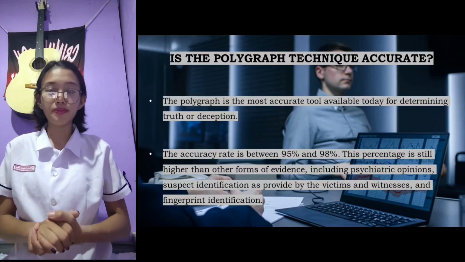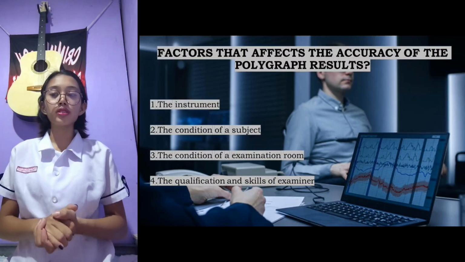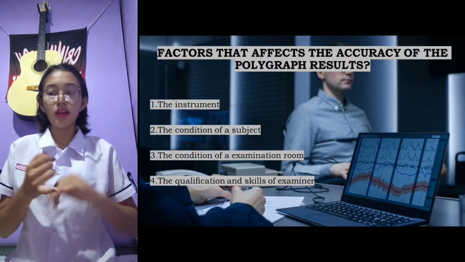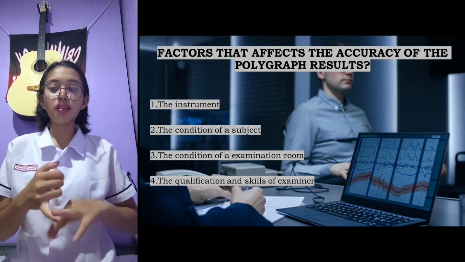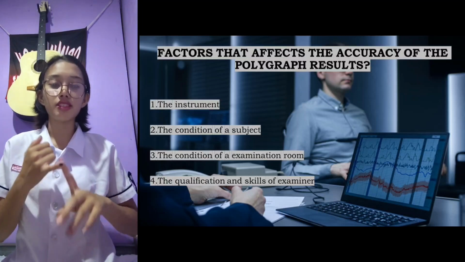So, polygraph technique is the most accurate tool that we have today, with a 95 to 98% accuracy rate. And the factors that affect the accuracy of the polygraph results are the instrument, the condition of the suspect, the condition of the examination room, and the qualification and skill of the examiner.